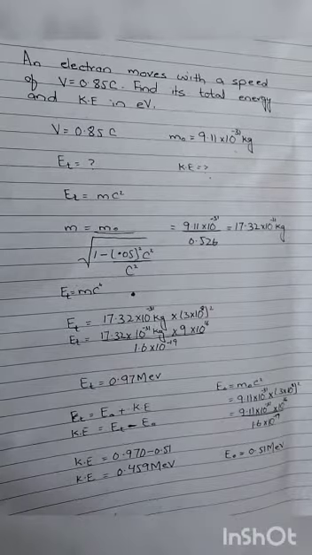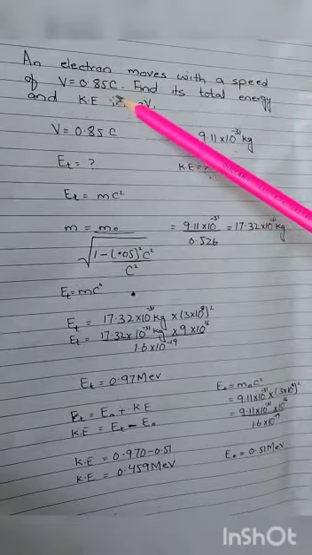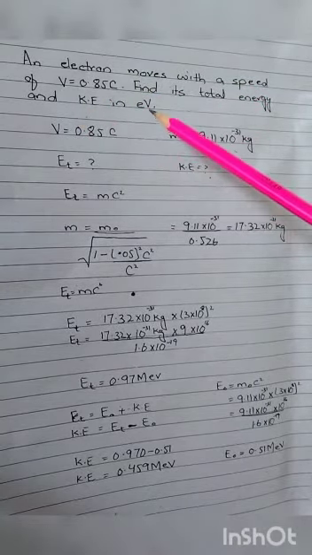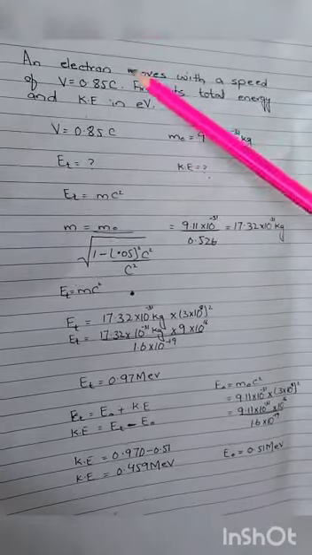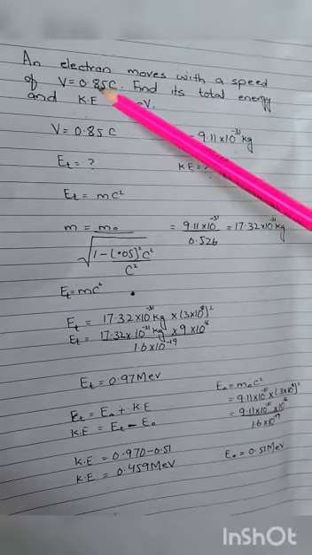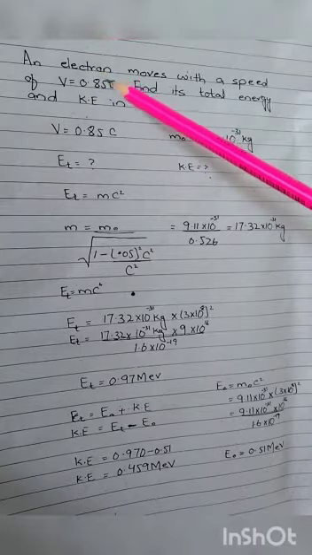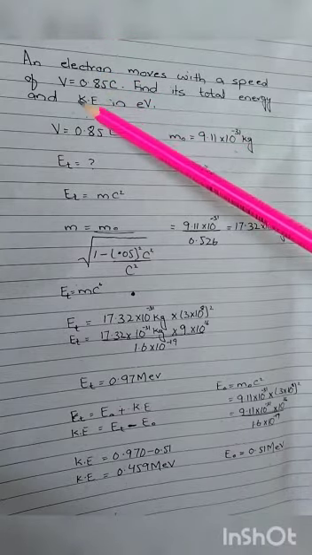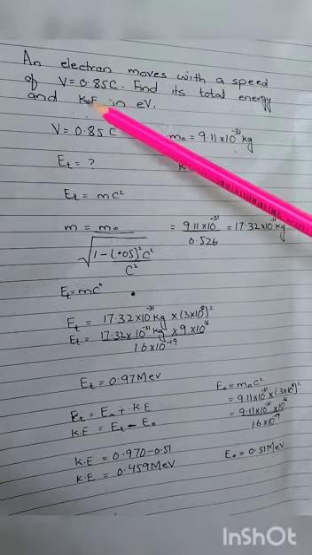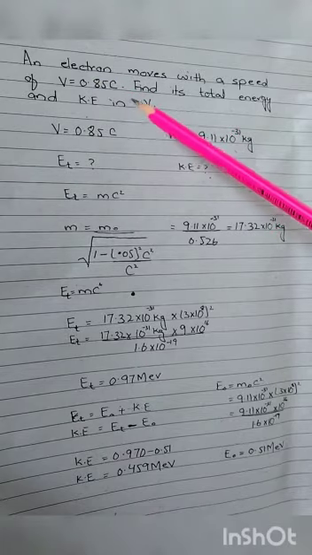Your next question is: an electron moves with speed 0.8 times the speed of light. Find its total energy and kinetic energy in electron volt. Here you have an electron which moves with this speed, and you have to calculate the total energy associated with the electron, and find what fraction of kinetic energy the electron carries, and you measure the total energy as well as kinetic energy in electron volt.